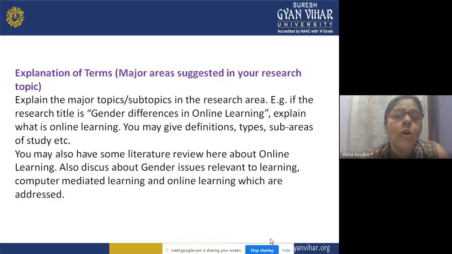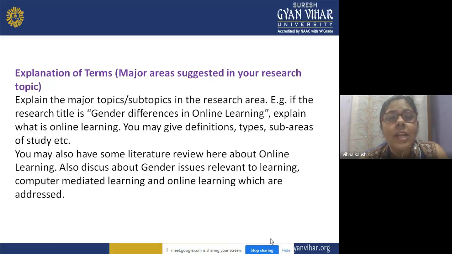Now, explanation of terms. Major areas suggested in your research topic. For example, if I have chosen my research title related to motivation and achievement, I have to explain what I mean by motivation. I have to explain what I mean by achievement.